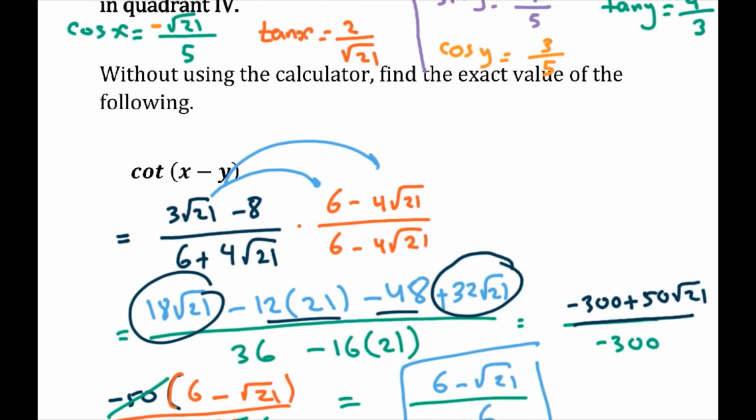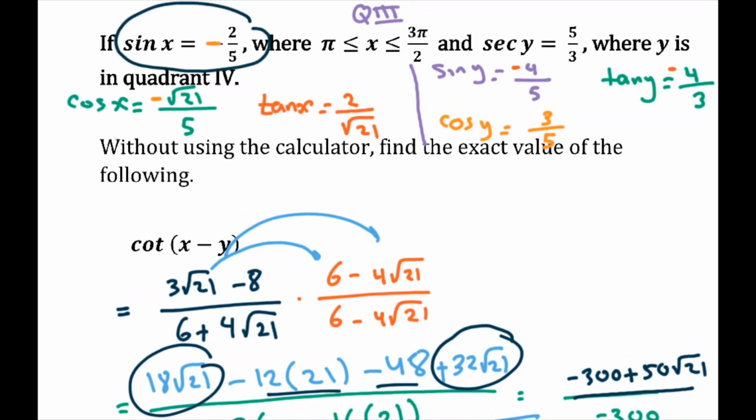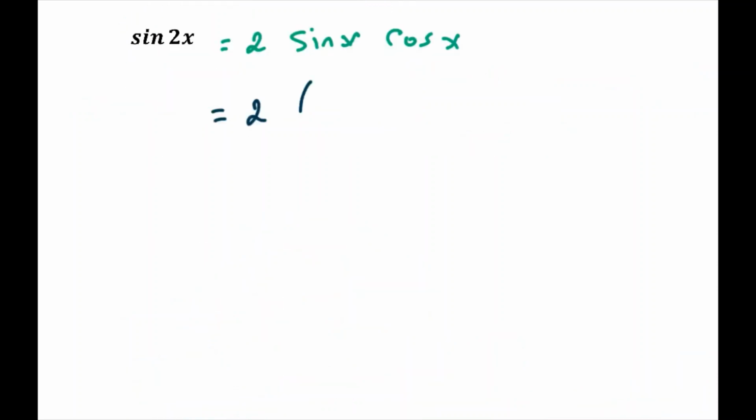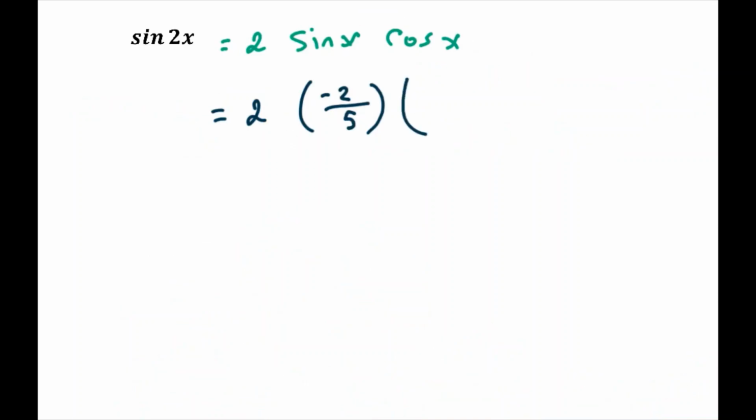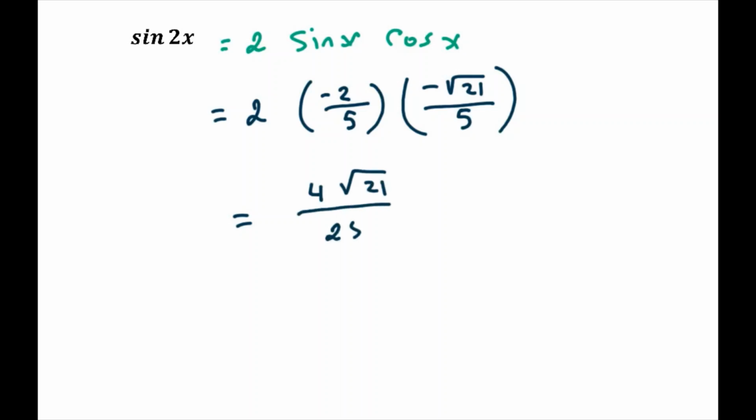Sine 2x will be equal to 2 sine x cosine x, which is equal to 2. What is sine x? Sine x is basically negative 2 over 5. So it's going to be negative 2 over 5. And again, cosine x is basically negative square root of 21 over 5. So you can go negative square root of 21 over 5. And when you simplify it, that will be 4 square root of 21 over 25.